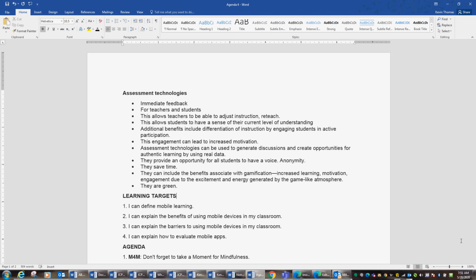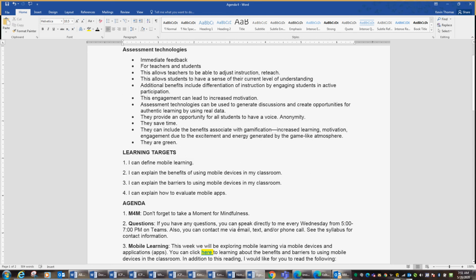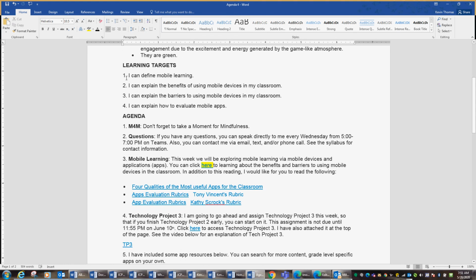All right, so those are the primary benefits of our assessment technologies. Just looking at our learning targets for this week, we're going to shift gears. We're going to be talking about mobile learning, the use of tablets and laptops and cell phones, mobile phones, and the benefits of those. We're primarily going to be focused on the use of apps with these mobile devices.